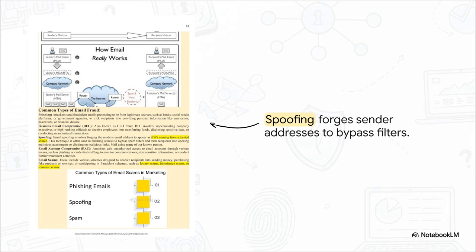Now, a prime delivery method for almost all of these attacks is email fraud. While your standard phishing attack tricks victims by mimicking legitimate institutions, spoofing, which we see broken down here, actually takes it a whole step further. Hackers forge the underlying sender address to bypass your spam filters entirely, so that malicious request looks like it came directly from a trusted colleague or a vendor you work with every day.